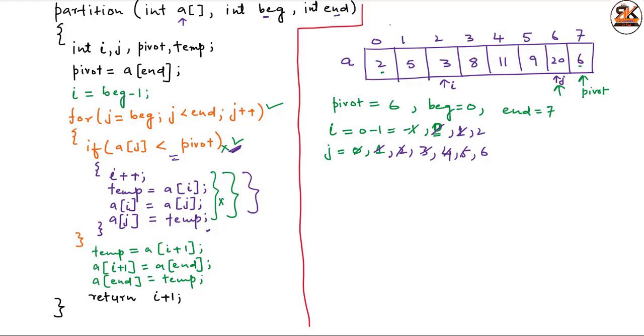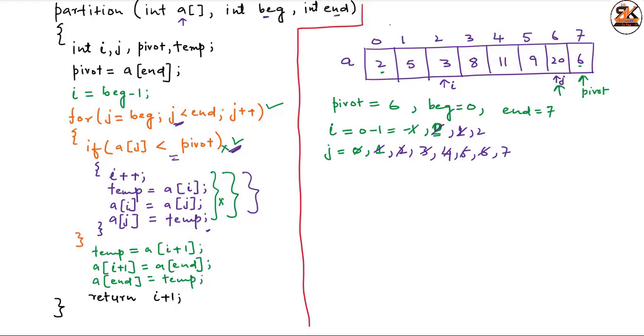We again come to this point. Is j less than end? Yes, this condition is true. j is having value 6, it is less than 7. And then we will see if a of j is less than pivot. If a of j, 20, is less than 6? No, it is wrong. We will come out of this and again j will be incremented.